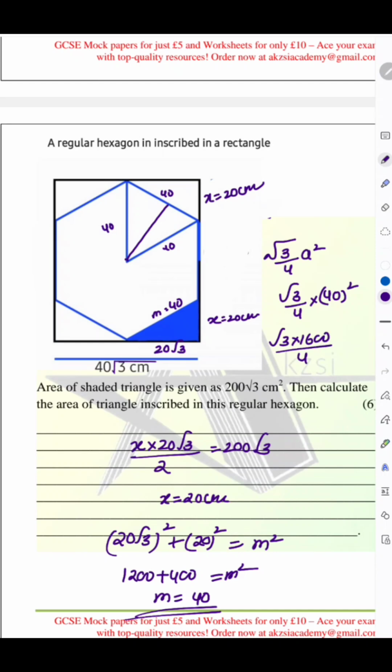Or let me keep that answer in surd form, as nothing is mentioned here that you have to give the answer up to 2 decimal places or something. So we are keeping it as it is. So 400 root 3 centimeters squared is the area of this triangle.